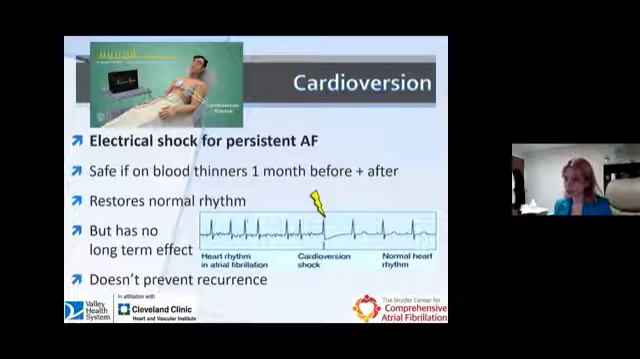You see here the patient is in atrial fibrillation. The shock restores normal rhythm, but it's also a short-term solution. It does not prevent atrial fibrillation from recurring.